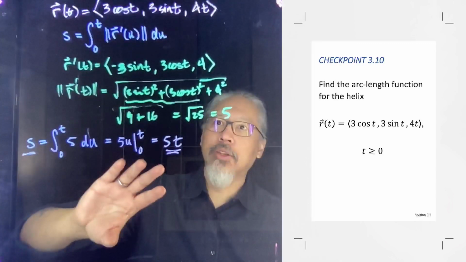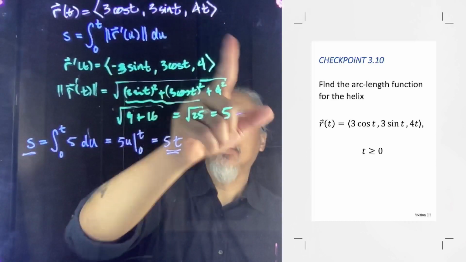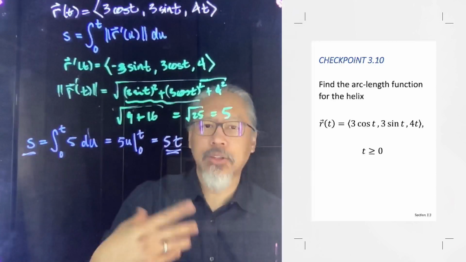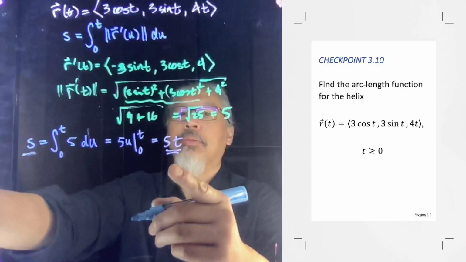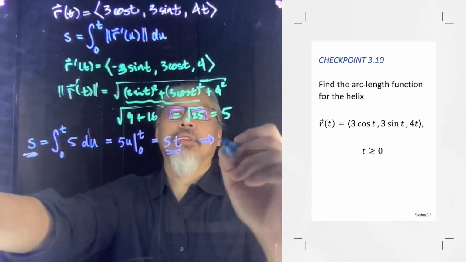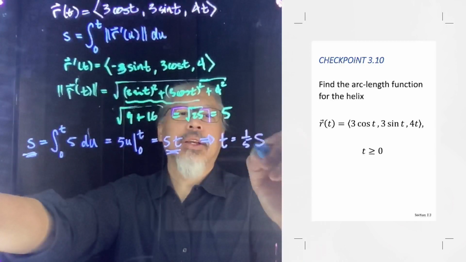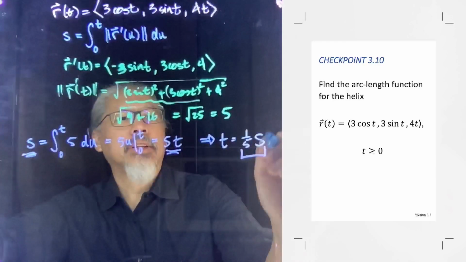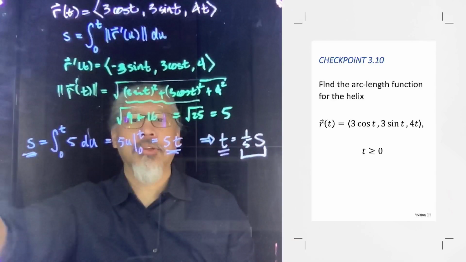And so what we want to do is replace the t's that we had in our original parameterization with an s. And that's usually the variable that we use when we parameterize by arc length. So we're going to reparameterize this. Within this equation, if we solve for t, t is equal to 1/5 times s. So we're literally going to take this and replace it with t in our original parameterization.